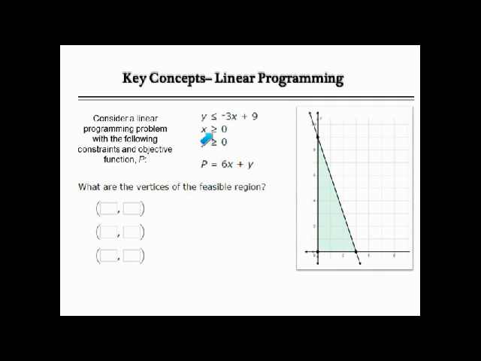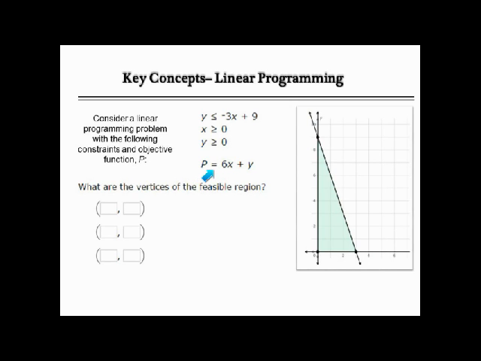The next ones are y is greater than or equal to 0, and x is greater than or equal to 0. x greater than or equal to 0 is a vertical line. y greater than or equal to 0 is a horizontal line. Now these three lines intersect at 3 points. These 3 points are the vertices, and here is our objective function.